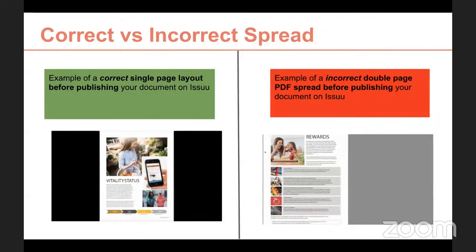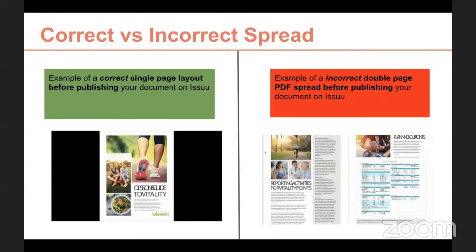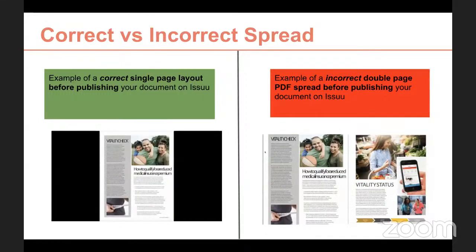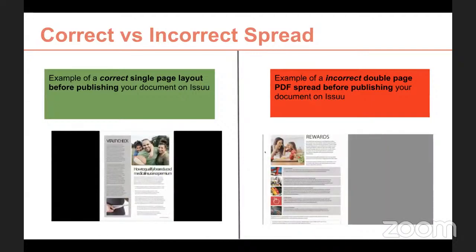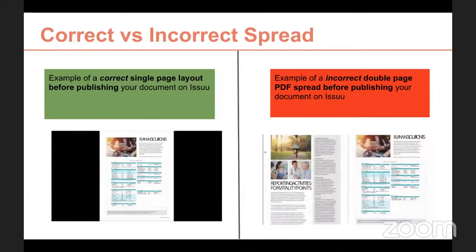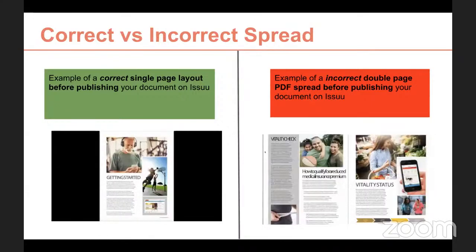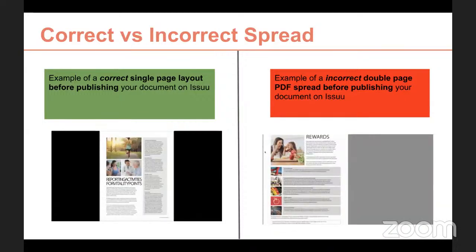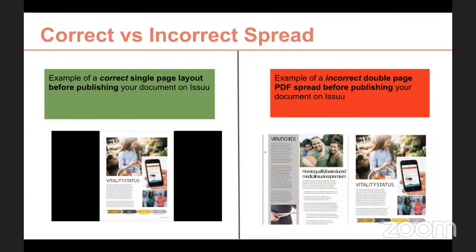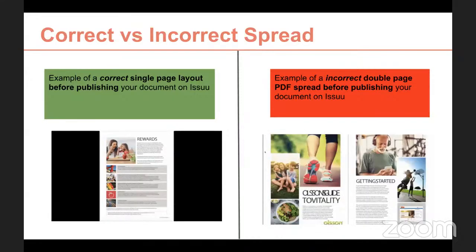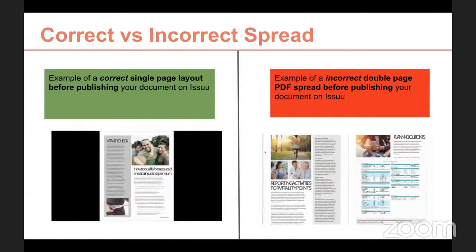Here's one example of correct and incorrect spread. On the left side, you can see a single page layout, how the publication should look if you are swiping through the pages, for example, the PDF. On the right side, you can see a magazine look already. So if you upload this one, you will have a 4-page spread.